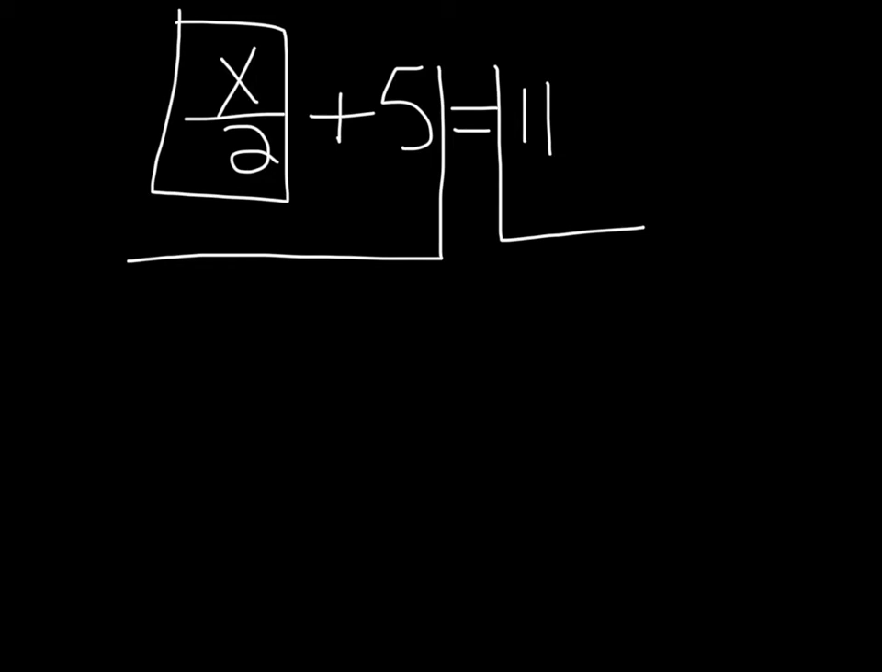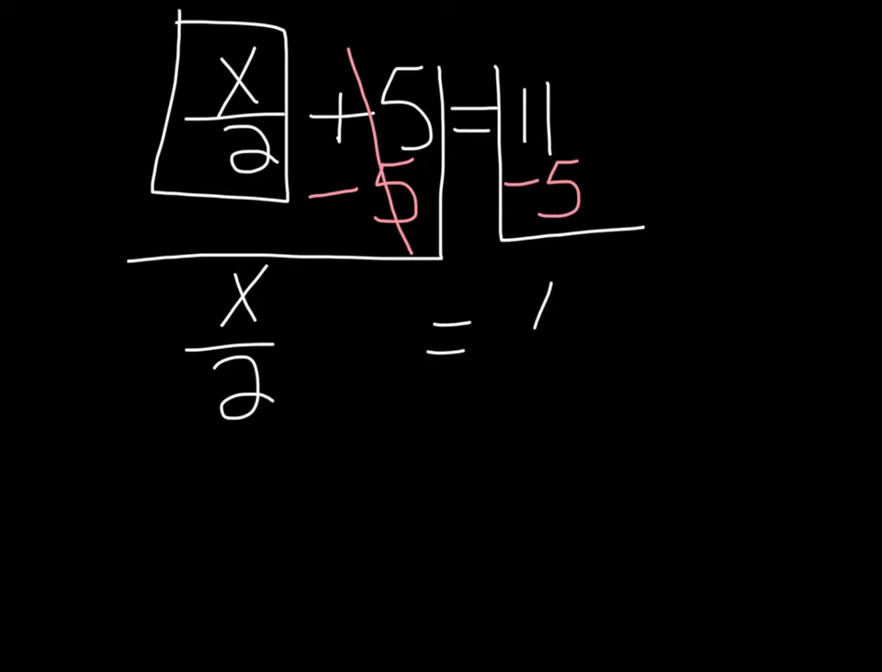So how do we isolate that x divided by 2? It has a positive 5 with it, so we must subtract 5 to make that go away. If we subtract 5 from the left side, we must subtract 5 from the right side. So what does that leave us on the left? x divided by 2, x over 2, equals 6. Now we need to solve for x. x is being divided by 2, so the inverse operation of dividing by 2 would be to multiply by 2.